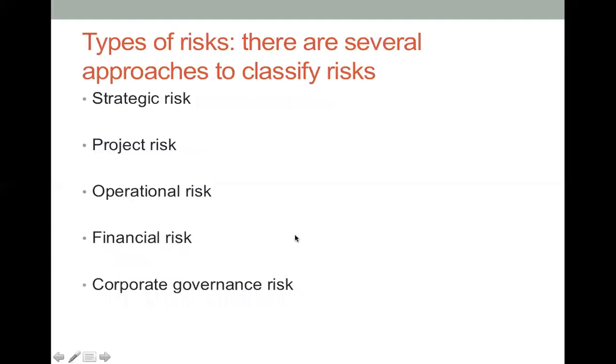Now, first of all, types of risks. There are several approaches to classify risks. We can classify them as strategic risks, project risks, operational risks, financial risks, or corporate governance risks. So risks basically can come from these fronts: either from our strategy, from our project management, from our operation, from our financial, or from the way we manage the company, the way we manage the organization.